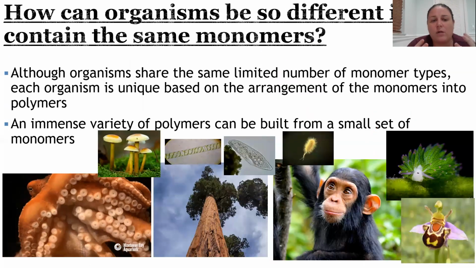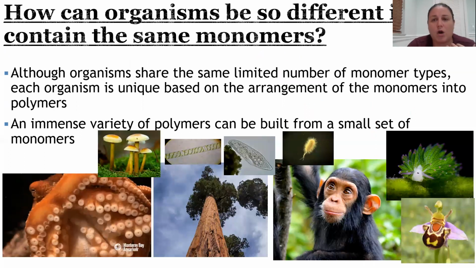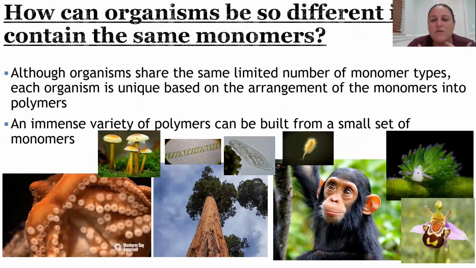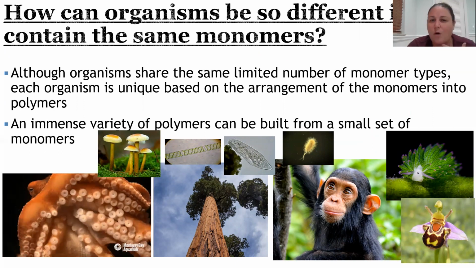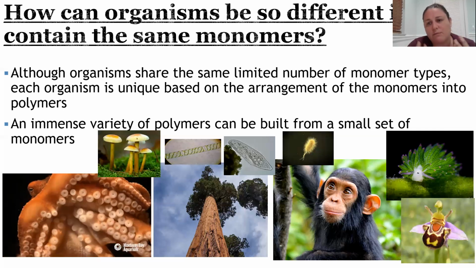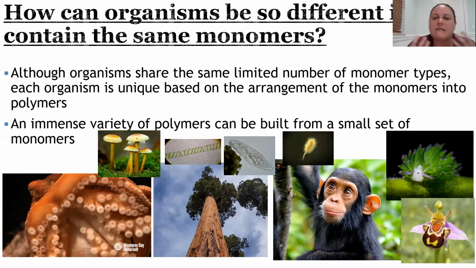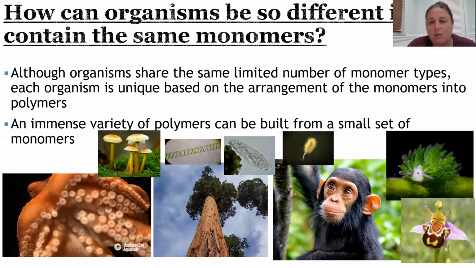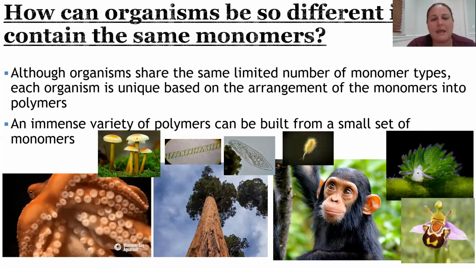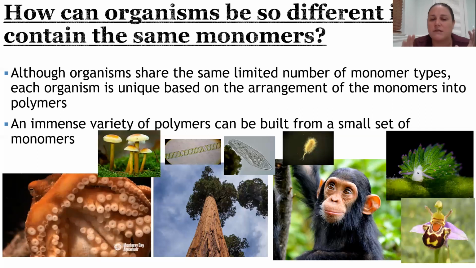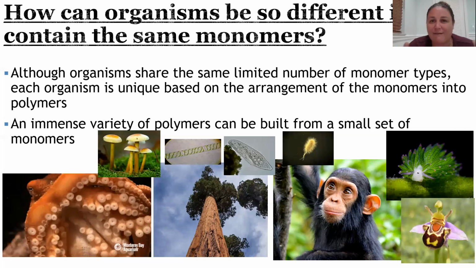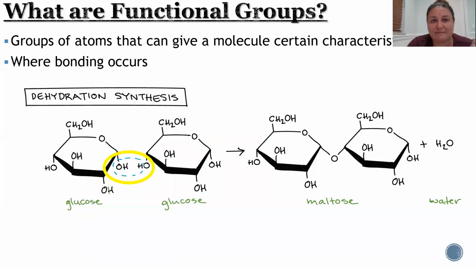And you might be asking yourself, well, if all organisms are made out of carbohydrates and lipids and proteins and nucleic acids, how can we be so different? And so even though we're all made out of the same stuff, we're all made of carbon, hydrogen, oxygen, and nitrogen. We all have carbohydrates and lipids and proteins and nucleic acids that make us up. But it's the arrangement of those monomers into polymers that make us different. And that's part of what we're going to be learning in this unit. We can make an immense variety, like a ton of different polymers from a small set of monomers, and that leads to the great diversity that we see in life.